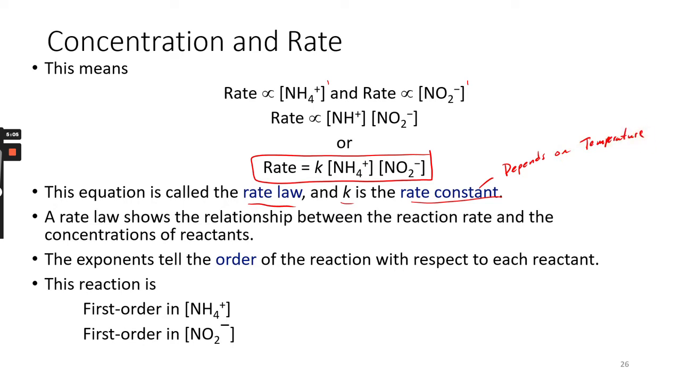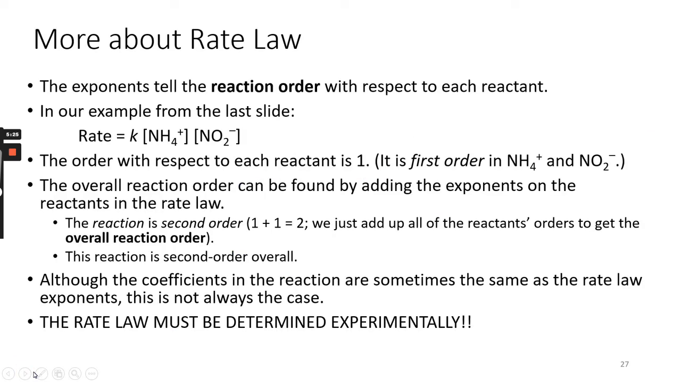So a rate law will show the relationship between the reaction rates and the concentration of the reactants. The exponents tell you the order of the reaction with respect to each reactant. If the exponent is 1, it is first order in that substance. So for both of these reactants, it's first order in each of them. So the exponents tell you the reaction order.